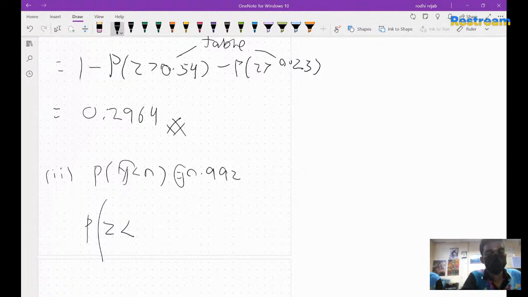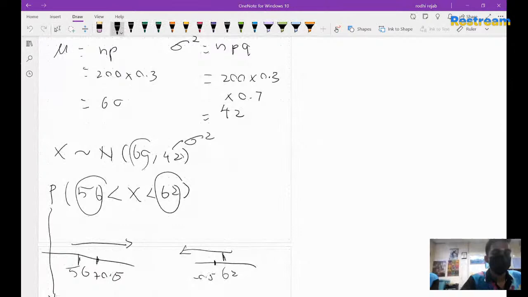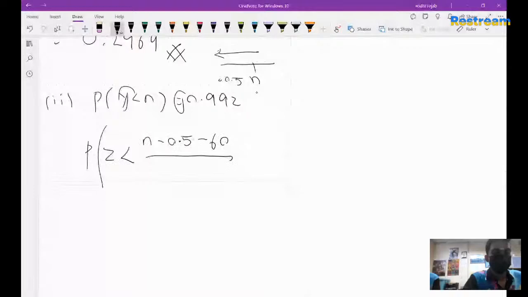You have to do N minus 0.5. Sebab dalam number line, kalau ini adalah n, since it's saying less, you're going to be minusing 0.5. Sebab itu kita kena minus 0.5 kat sini juga. Minus 0.5 and minus the mean. Mean yang kita cari awal tadi adalah 60 untuk question B1. Our variance is 42, remember? Then divided by standard deviation, which is the square root of variance.